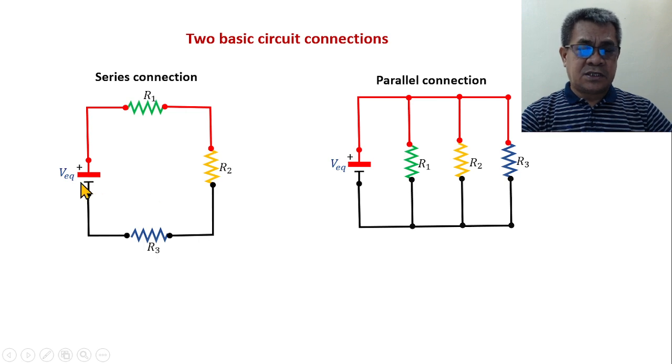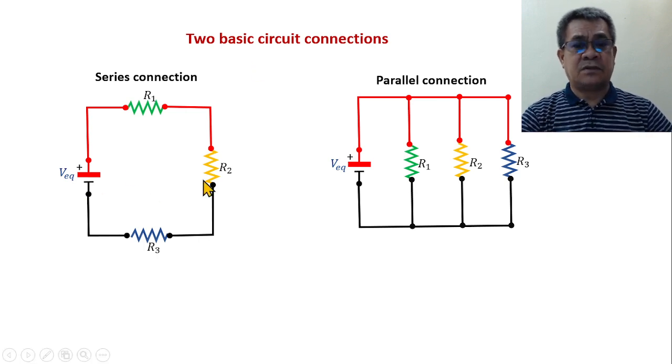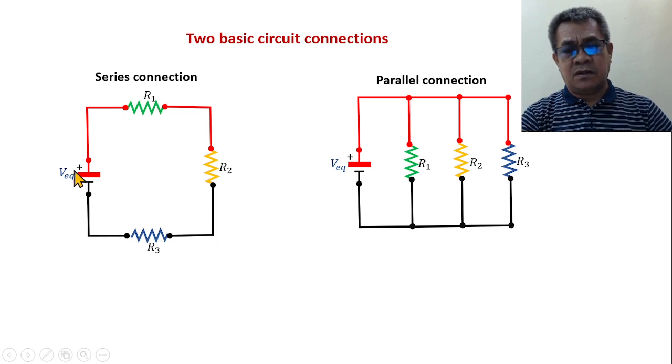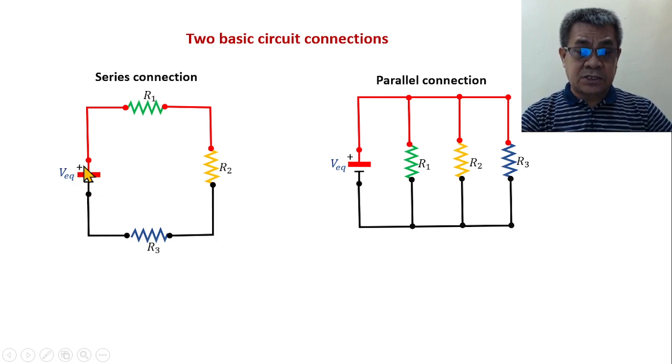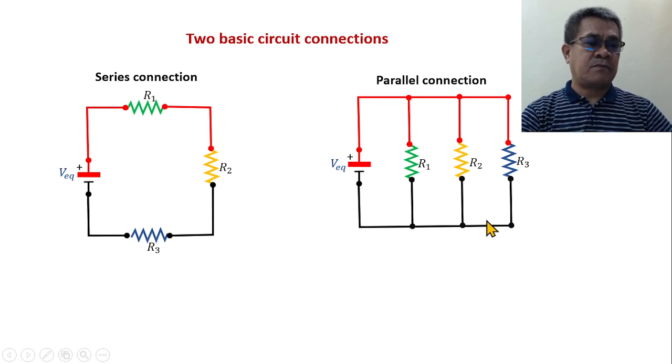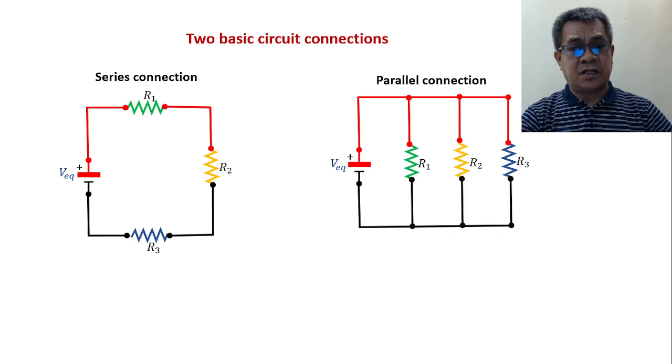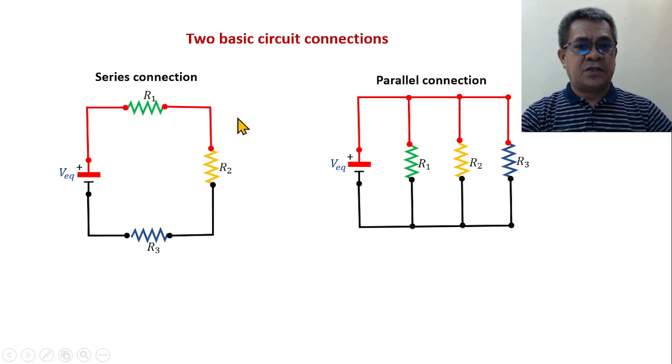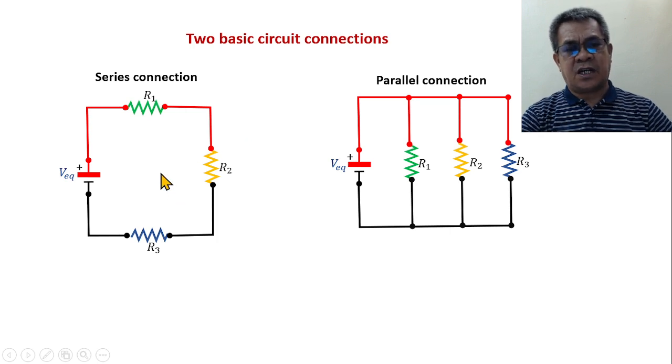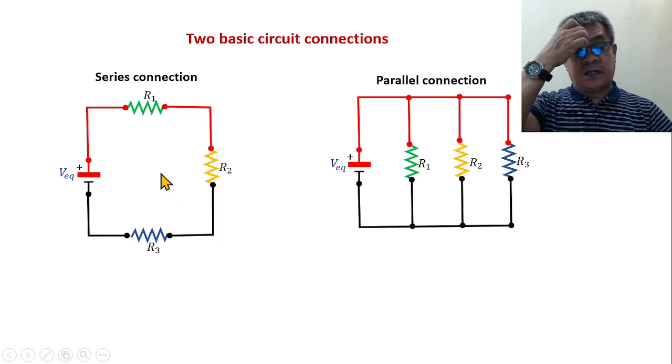Okay? Since there must be a current at every point also, what is the relationship of the current that passes through the source, which we call the equivalent current, to the current that passes through R1, R2, and R3 in series and also in parallel? Those are the things that we need to learn today. What are the formulas that can be applied in order to solve these circuits theoretically?